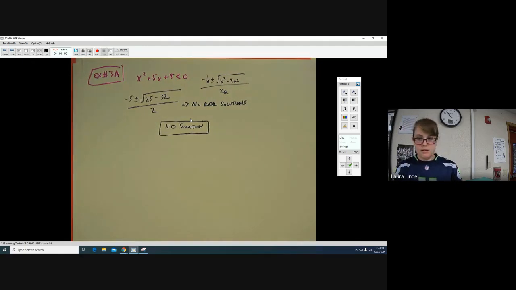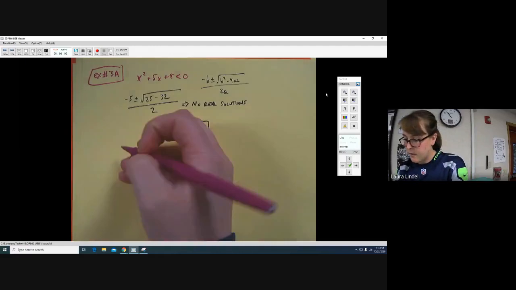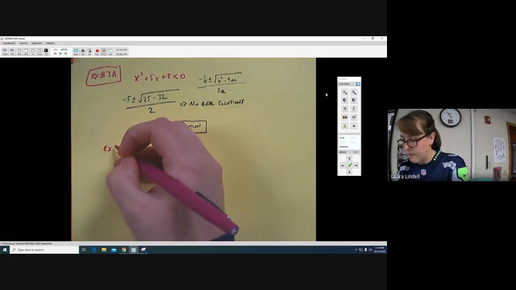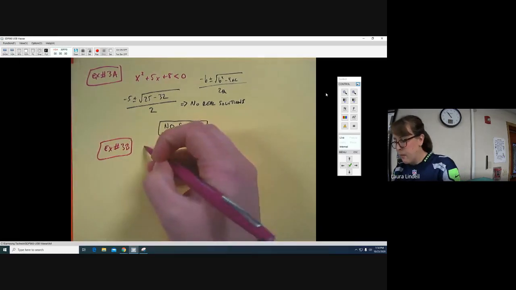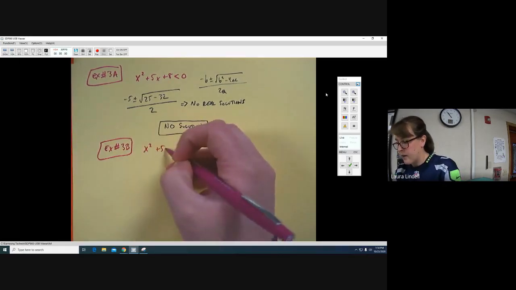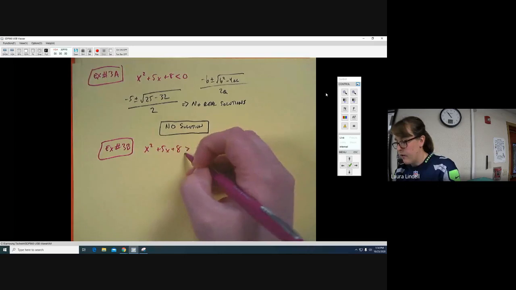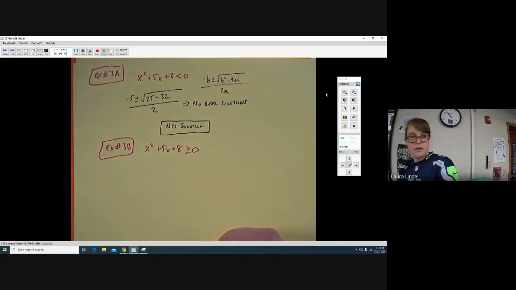But example 3b, we're going to look at the same thing, but slightly different. Example 3b, we're going to go x squared plus 5x plus 8 is greater than or equal to 0. So we have the same issue. We can't factor this thing.